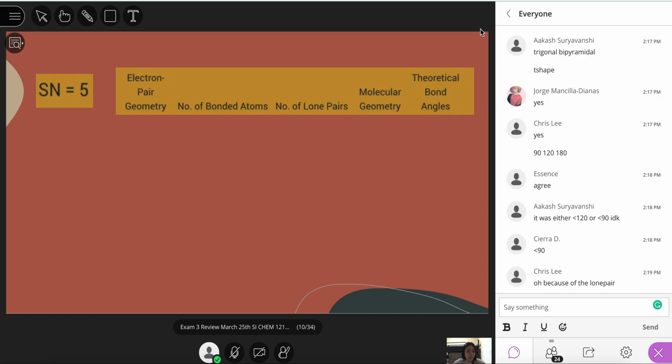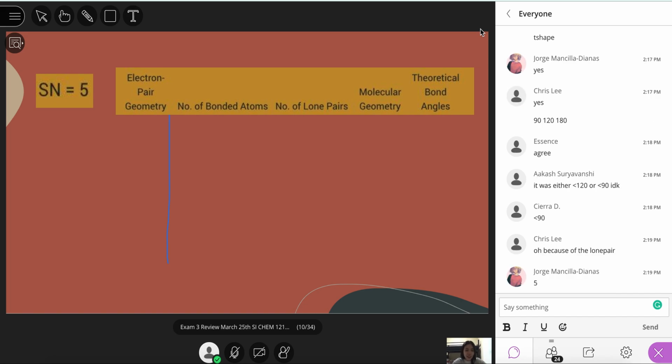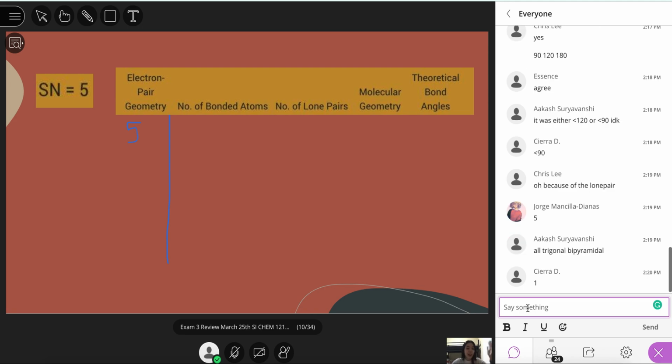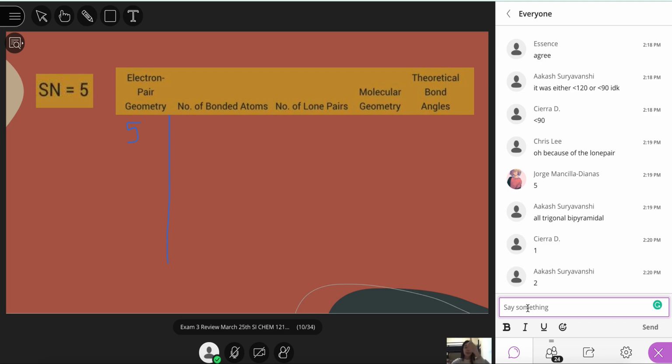So electron pair geometry, the first, what numbers go down this? What are the possible electron pair geometries that we can put here? Does anyone remember? What's associated with electron pair geometry? 5, okay, yes. What else can be there? Those numbers will go 5, and it'll go all the way down until what number? Does anyone remember? Not 1, 2, yes, exactly.